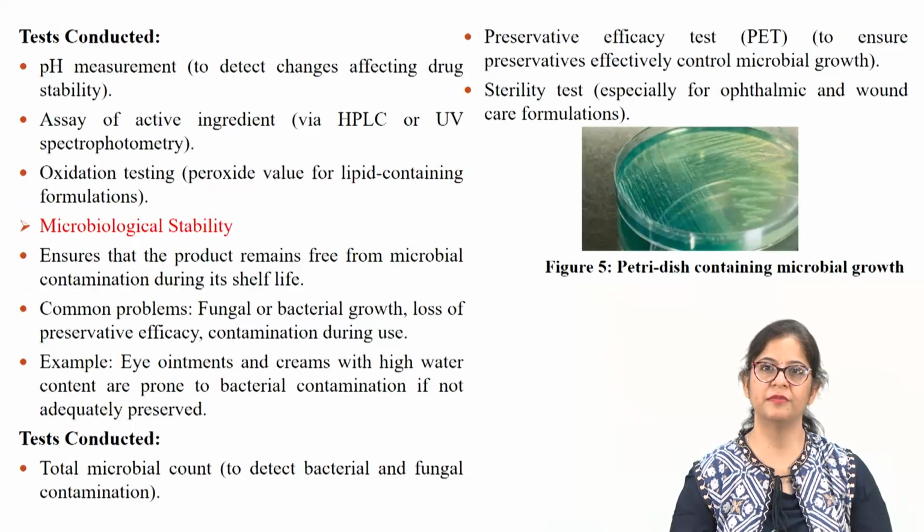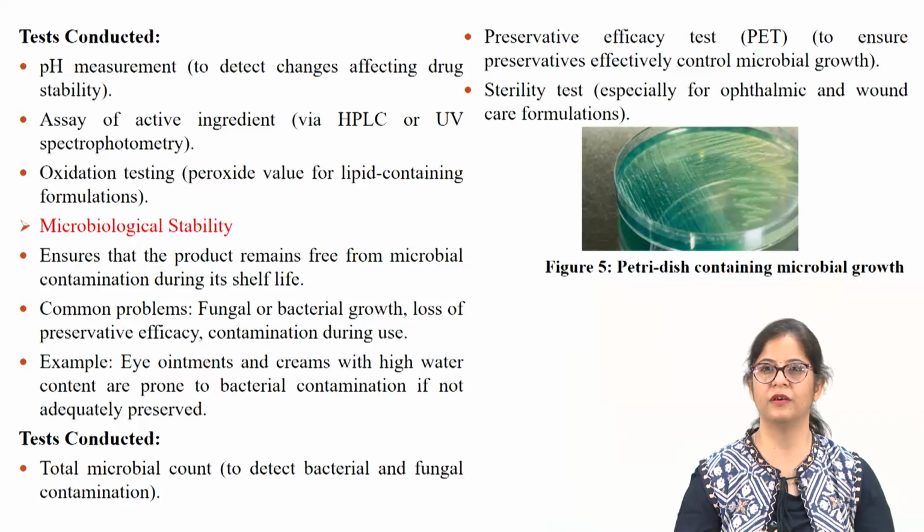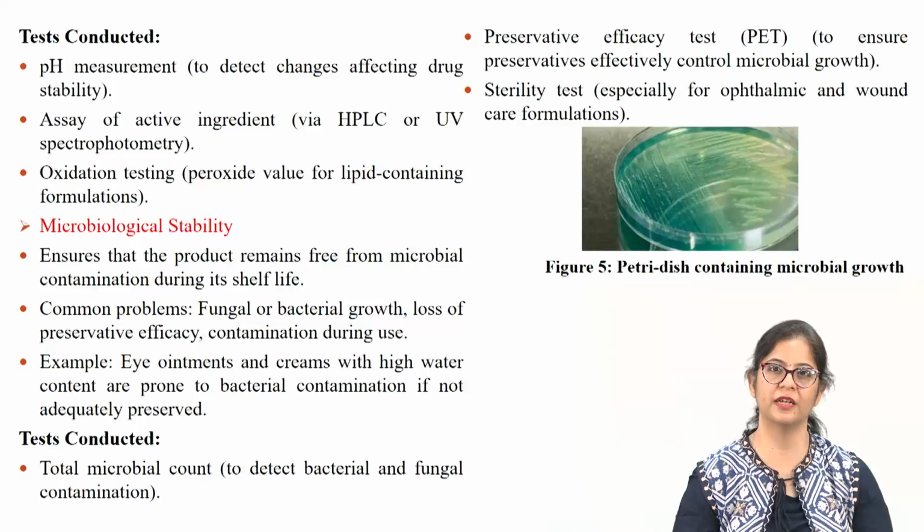The pH measurement is done to detect changes affecting the drug stability. Assay of the active ingredient using HPLC or UV spectrophotometric techniques can be done. Oxidation testing, such as peroxide value for lipid containing formulations, can be done.